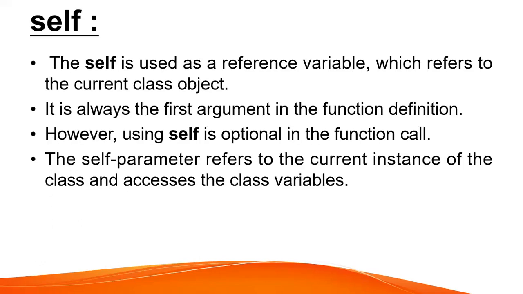Here the self function. Here self is used as a reference variable which refers to the current class object. It is always the first argument in the function definition. However, using self is optional in the function call. The self parameter refers to the current instance of the class and accesses the class variables. Here is what self is, which is used in the class and objects.